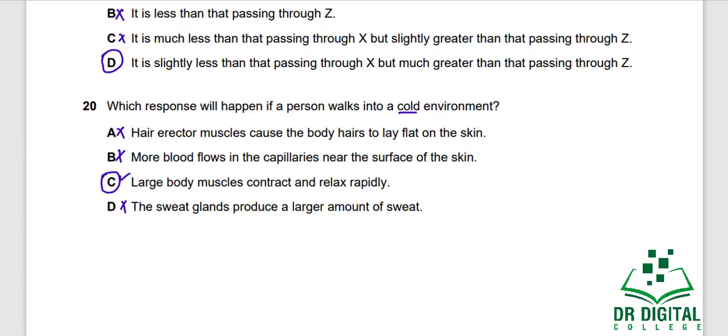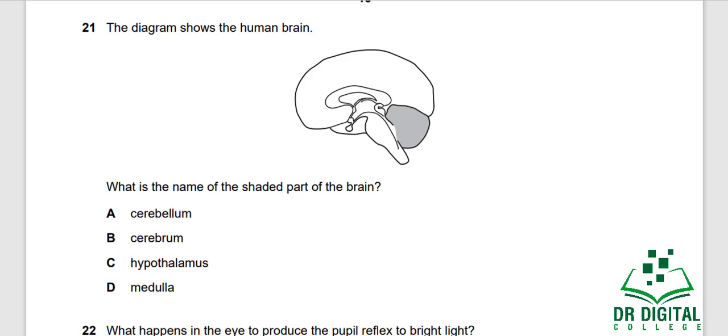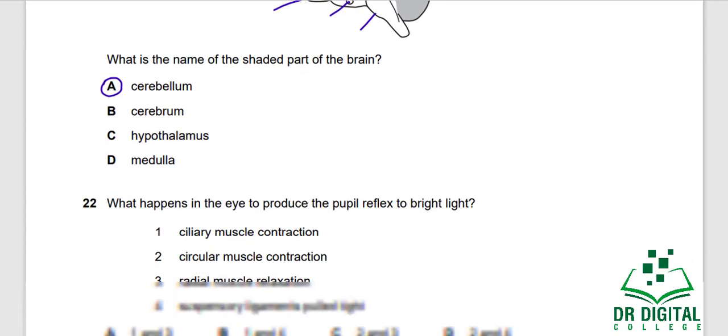Okay. In question 21, the diagram shows the human brain. What is the name of the shaded part of the brain? You know that this is the cerebellum, this is cerebrum, this is pituitary, this is medulla oblongata, this is hypothalamus, and this is cerebellum. So the correct answer for question 21 is cerebellum. A triangular leaf-shaped structure in the back region of the brain, that is cerebellum. It is controlling the balance of the body.